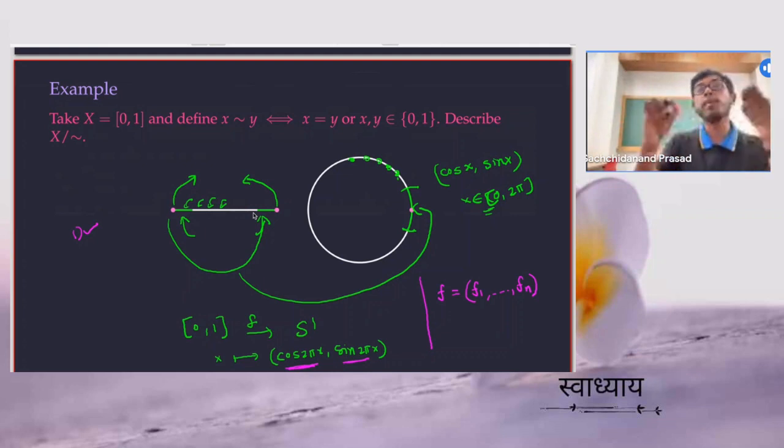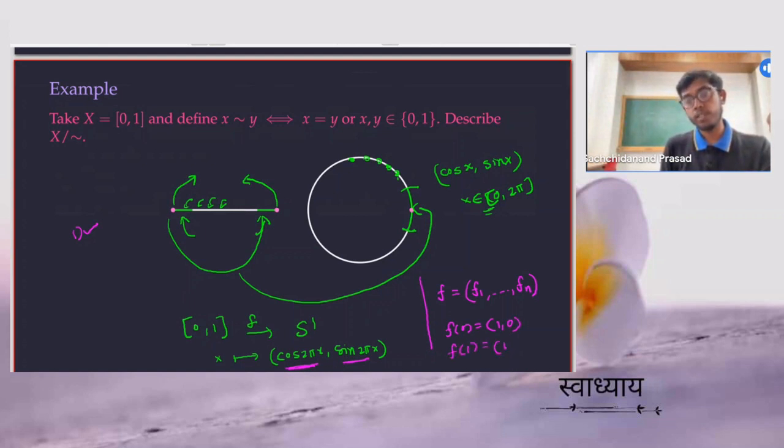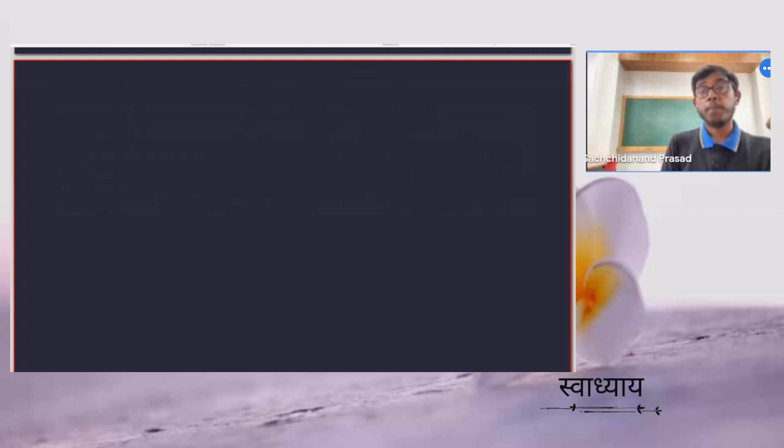Now let's see what is the image of 0 and 1. What is f of 0? That's 1, 0. And what is f of 1? That's again 1, 0. So this proves that f is a continuous map which preserves the equivalence relation. So therefore, by our theorem, what we are getting is f a continuous map.